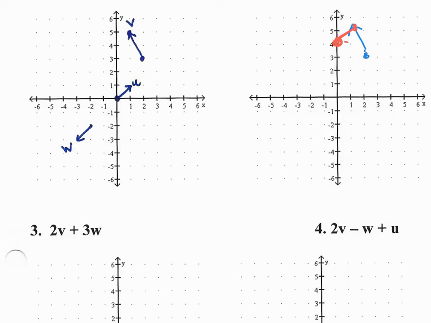Okay, so now you can see the blue and then the red, and if I want to know what v plus w actually looks like, then I connect the beginning of v, so the beginning of blue, to the end of w. So I go like this. So this green in here, that's a little bit messy, I know, would be v plus w, okay?